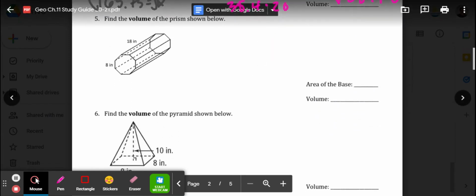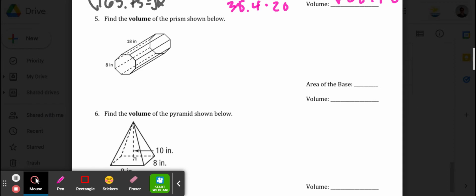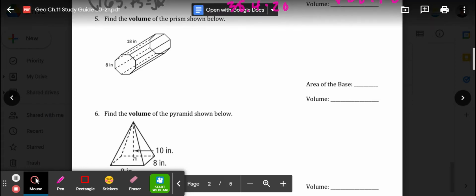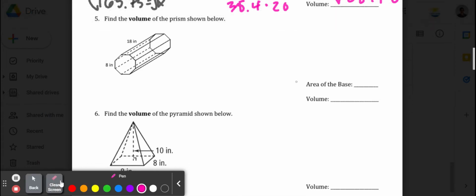All right, so find the volume of the prism. So we have to find the area of this base figure first. This is an octagon, and so we have to use that whole area equals apothem times perimeter. And so overall, it's big B times H. The H is the 18, so that's there.